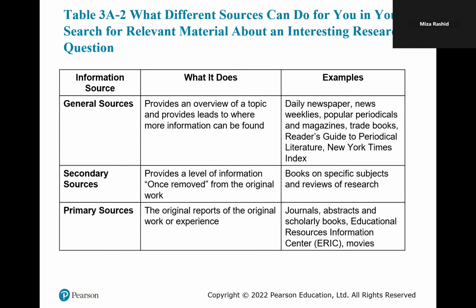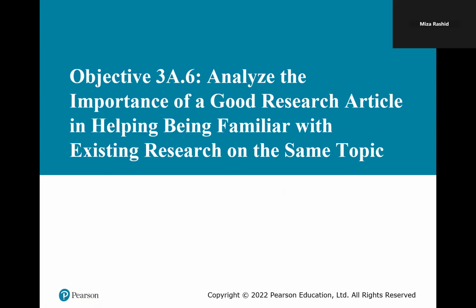So again here, general sources provide an overview of a topic and provide leads to where more information can be found. Secondary sources provide information once removed from the original work. And then we have the primary sources, which are the original work. Each is actually important. However, the most important one is the one you should cite more. So within your research proposal, there should be more and more content from your primary sources.